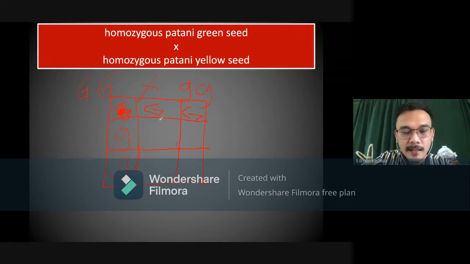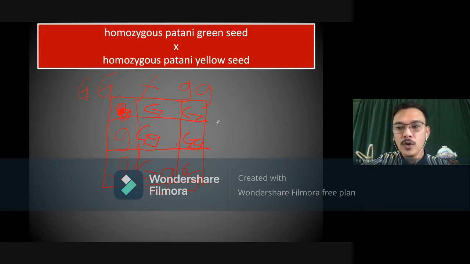This time, identifying the offspring. You are simply going to get the resulting offspring based on the alleles of the parents, with the rule, capital letter first and then small letter. So we write capital letter G first, and then the other is small letter g. Do the same with the other offspring, capital letter first, capital letter G. I hope you are writing this as well on your notebook. Capital G, small g, capital G, small g. Therefore, this will be the offspring of the cross between homozygous pattani green seed and homozygous pattani yellow seed.